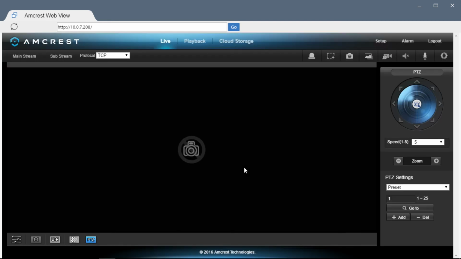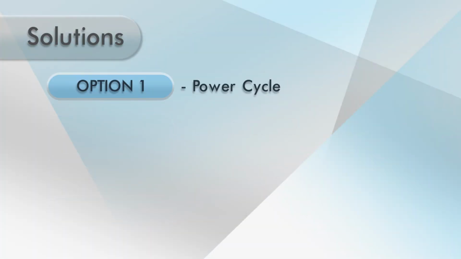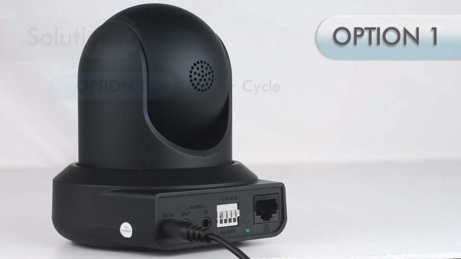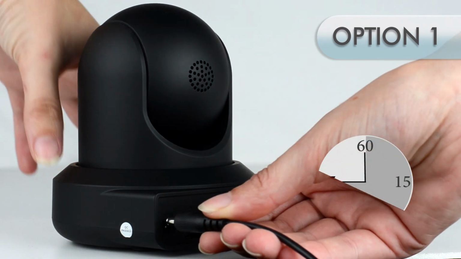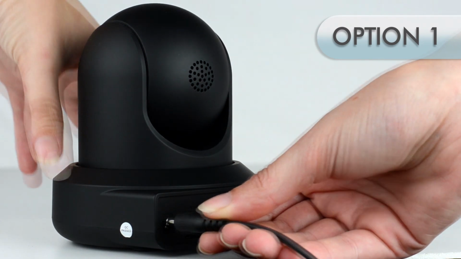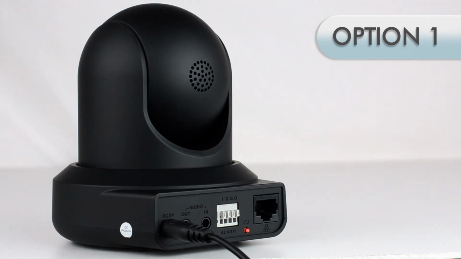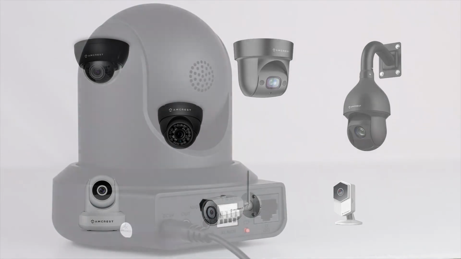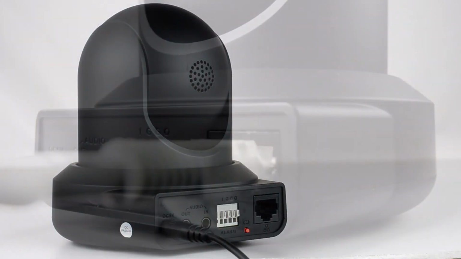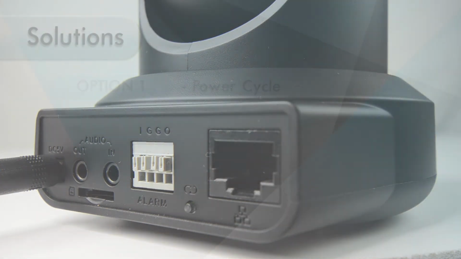To regain access to your camera, you have a few troubleshooting options available. Option 1. Power cycle the camera. Simply unplug the camera's power source, wait about 45 seconds, and plug it back in again. Please note, the power source may differ from one camera model to another. It will either be the AC power adapter or the Ethernet cable on power over Ethernet or PoE cameras.